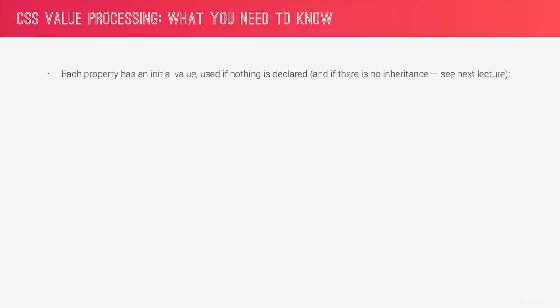Alright, let's now quickly summarize what we learned in this lecture. Maybe you can even print this out if that makes learning easier for you. So, each CSS property has an initial value which is used if nothing else is declared and if there is no inheritance. But we're going to talk more about inheritance in the next lecture. Browsers specify a default font size for each page, and that's usually 16 pixels. And this is a user agent definition, so it's not an initial value coming from the CSS specification.